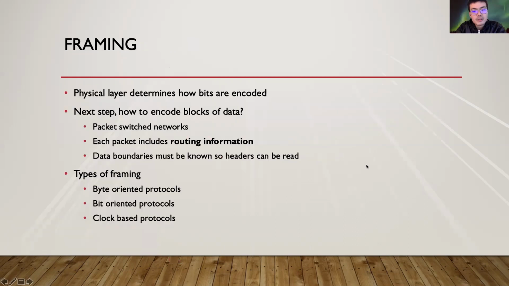Firstly, framing. Framing means that we want to group bits into frames, because frames are the basic unit that the router handles. So we need to have those bits grouped into frames, okay? The physical layer just determines how bits are encoded. We see how 0 is encoded and how 1 is encoded. Maybe a consecutive 4 bits are replaced with 5 bits, and on the receiver side they are decoded back. This is what the physical layer cares about. It doesn't care about the blocks of data, which we call frames.